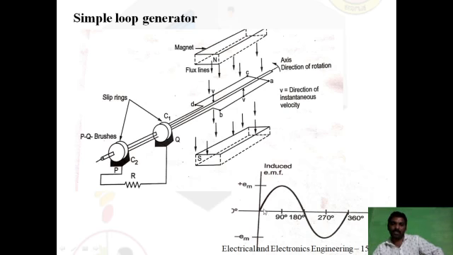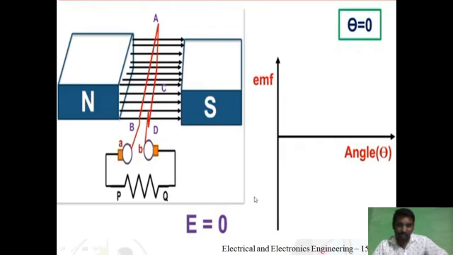AC voltage. So now let us start rotating the conductor at different instants, at different points, and let us see what is the amount of EMF induced in the conductor.